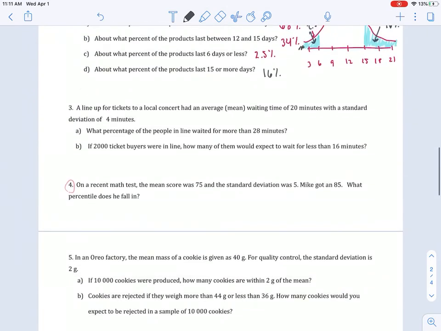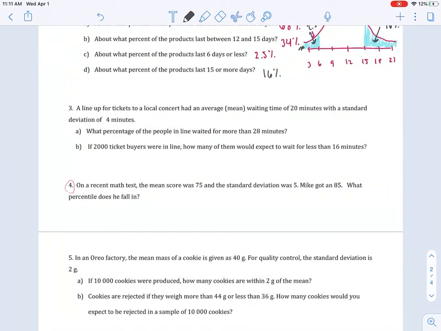Number 4. On a recent math test, the mean score was 75 and the standard deviation was 5. As soon as I read that: normally distributed, mean score, standard deviation. Okay, Mike got an 85. What percentile does he fall in? We did this last time. This is a review for us.